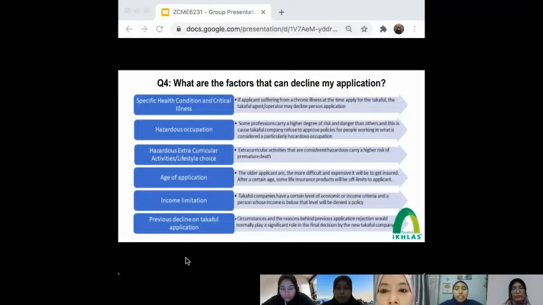And the last one is previous decline on the Takaful application. Takaful, at its core, is a business of underwriting risk. The premium that one pays for an insured cover depends largely on the probability of a claim by the insured. So that's all from me. Pass to my colleague.